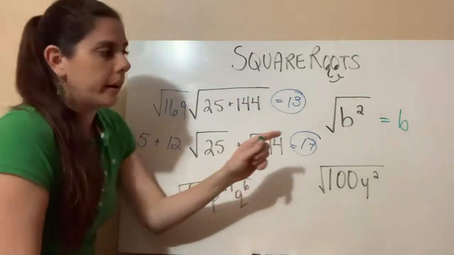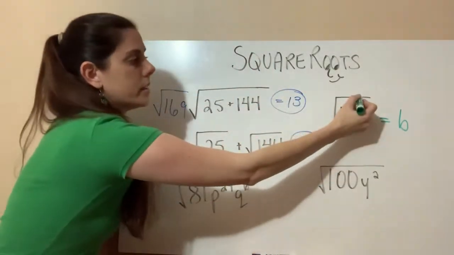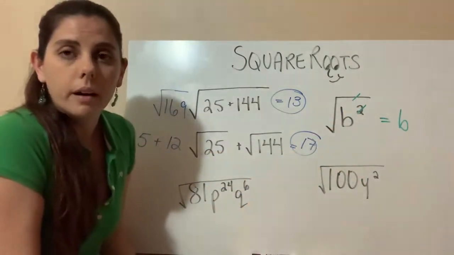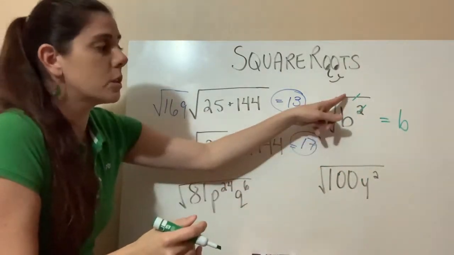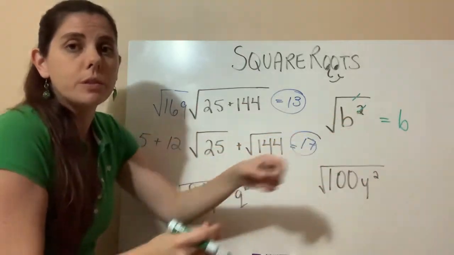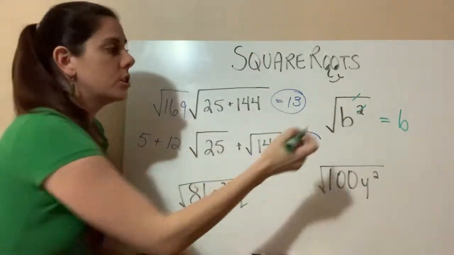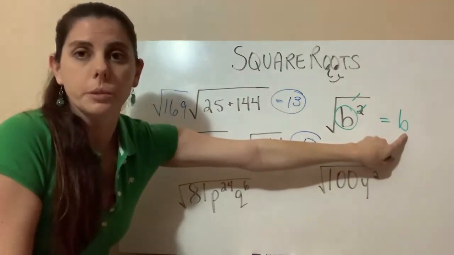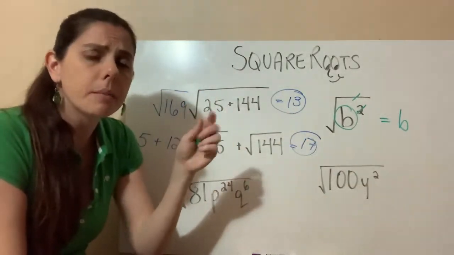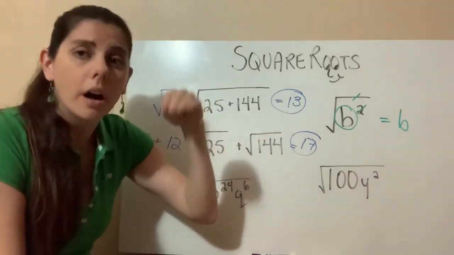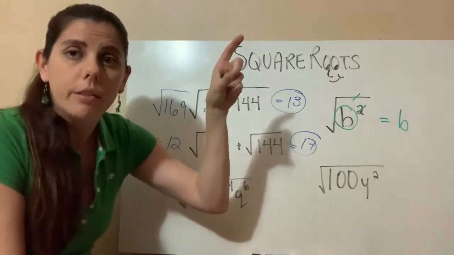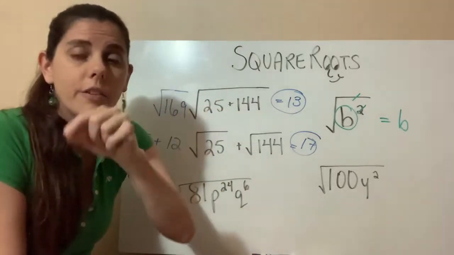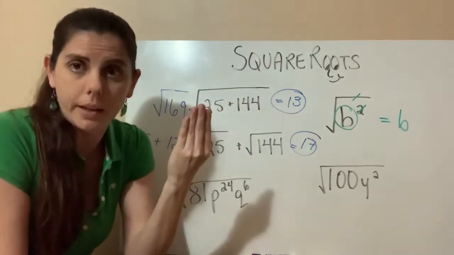Another way to look at it is that the square root and the exponent of 2 cancel each other out, and you're just left with b by itself. So just keep that in mind. If you have a square underneath a square root, those two things cancel each other out. Taking the square root of a perfect square will just leave that base.